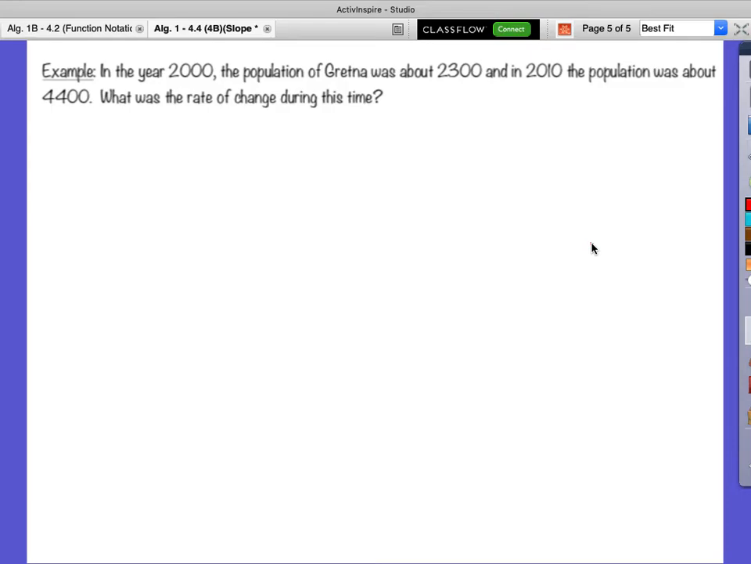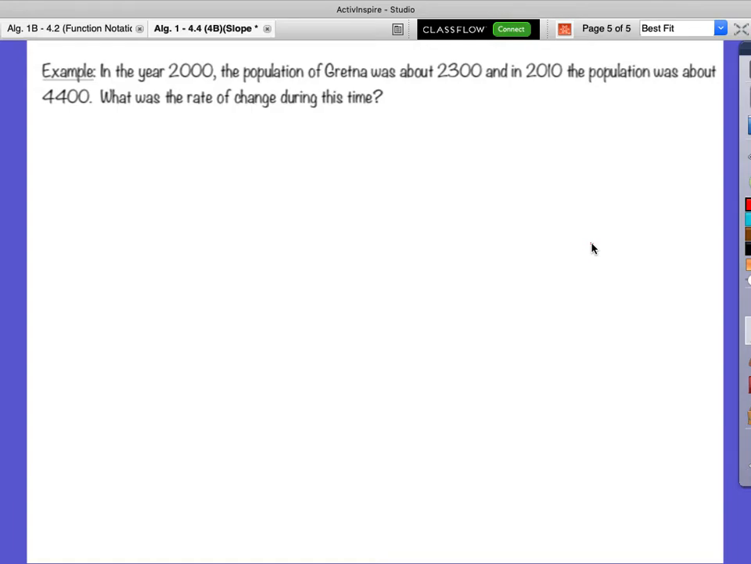What was the rate of change during this time, okay? So here's one of the questions we have to ask. What are our two variables? X and Y, independent, dependent, okay? And what are they describing? Time and people.